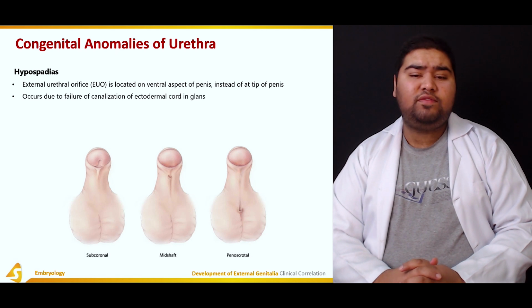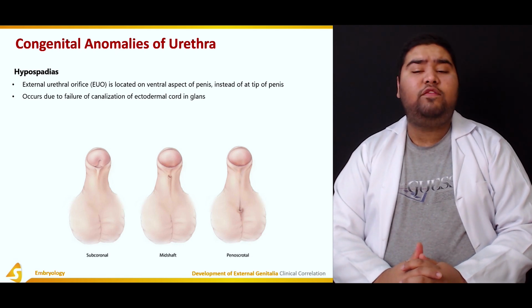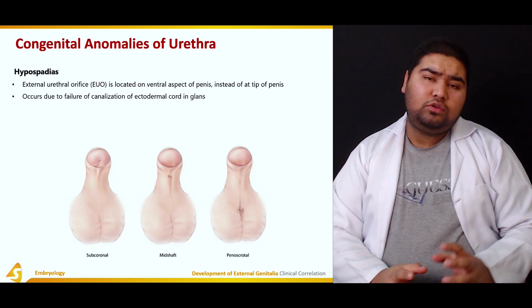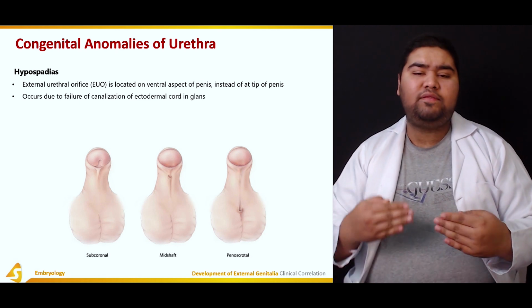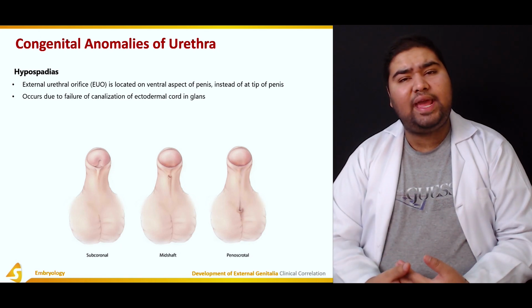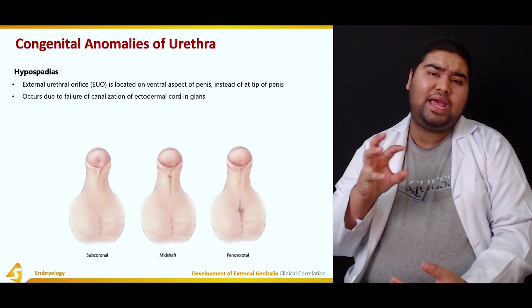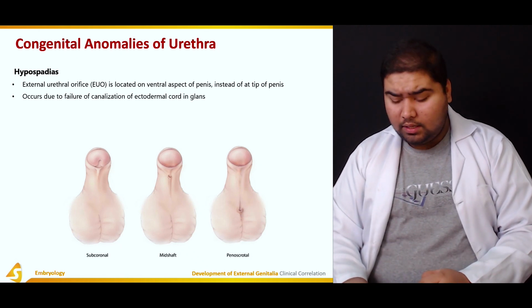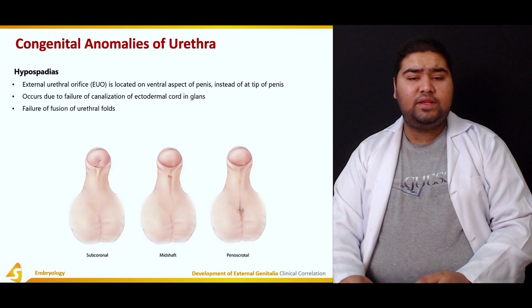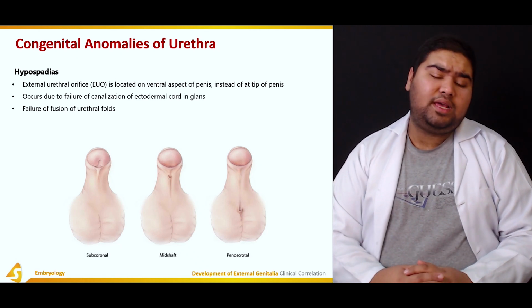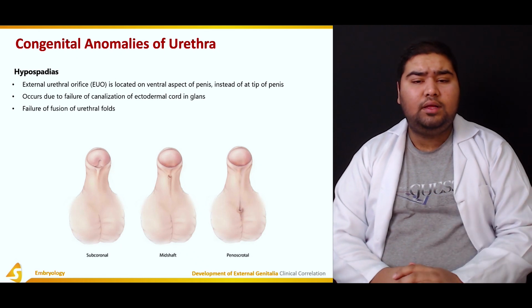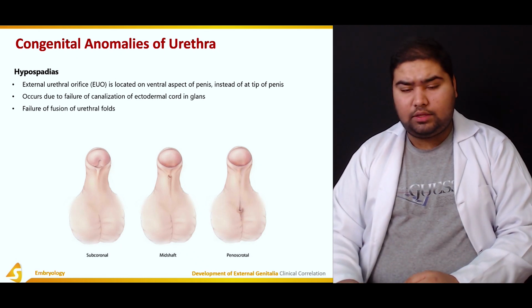It occurs due to the failure of canalization of the ectodermal cord in the glans. So the cause can either be the failure of canalization of the ectodermal cord, which formed from the ectodermal cells of the glans and formed the terminal part of the urethra and the external urethral orifice, or it can be due to the failure of the fusion of urethral folds, which help in the formation of the penile urethra.